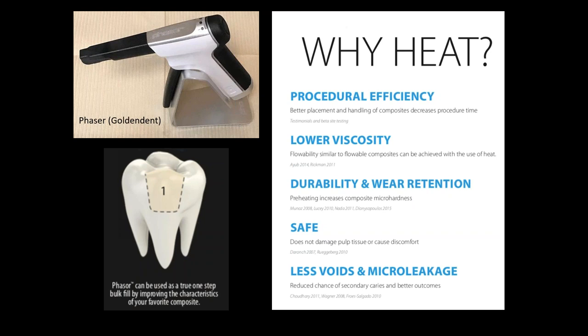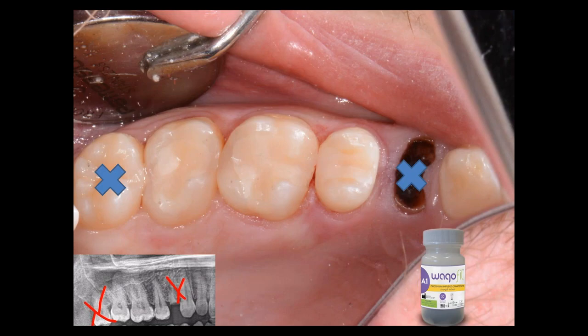What I found personally in my practice is not only is this safe and efficient, you don't have to squeeze hard to dispense the composite, but most importantly, no longer do I see voids or micro leakage in my composite. So this is something also available from GoldenDent, the phaser, and it works with any composite system really, but I find it works even better with the Wago fill because the Wago fill is pretty dense because of the zirconia and this softens it up. So no longer do you need a flowable composite.